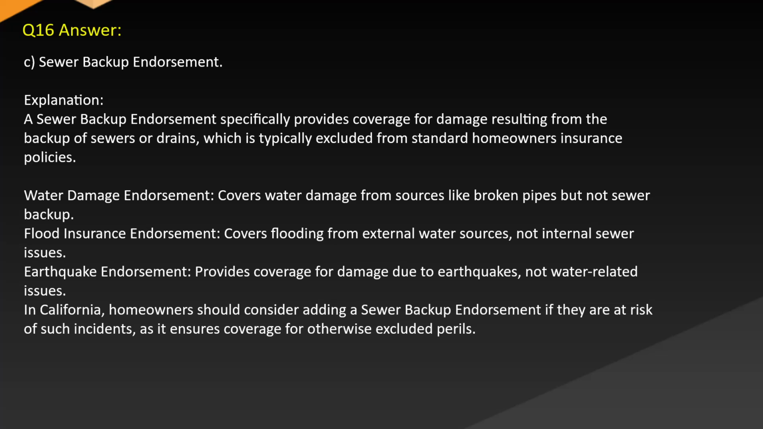Water damage endorsement covers water damage from sources like broken pipes but not sewer backup. Flood insurance endorsement covers flooding from external water sources, not internal sewer issues. Earthquake endorsement provides coverage for damage due to earthquakes, not water-related issues. In California, homeowners should consider adding a sewer backup endorsement if they are at risk of such incidents, as it ensures coverage for otherwise excluded perils.